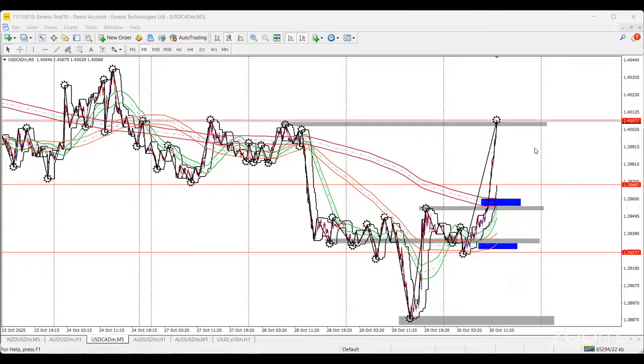I'll continue to buy USD CAD when I see a deep enough retracement and continue to sell AUD USD and NZD USD. So we'll take a very short break now and come back to touch on indices. Don't go anywhere, I'll be back shortly.